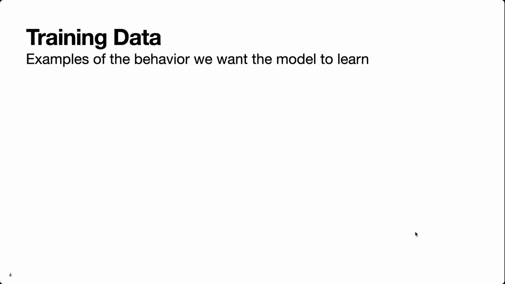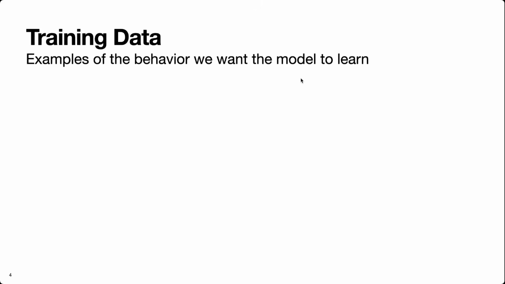But how do we do this? The way we fine-tune models is the same way we train models. We give them examples to learn from. And so these examples are called our training data. In other words, these are illustrative examples of the behavior we want the model to learn.